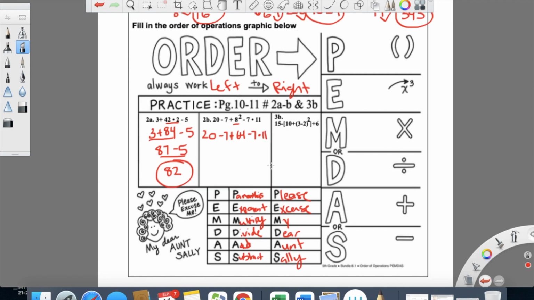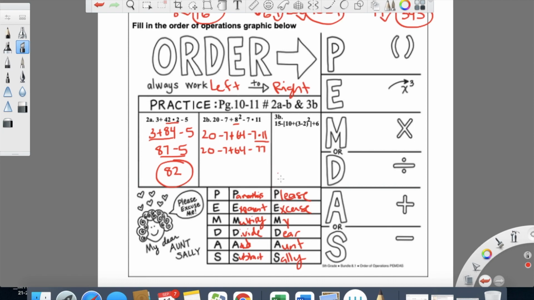All right, so now we're going to move to multiply or divide. So we're going to go across here until we find multiplication or division. So the first one I see is 7 times 11. So we have 20 minus 7 plus 64 minus 7 times 11 is 77.